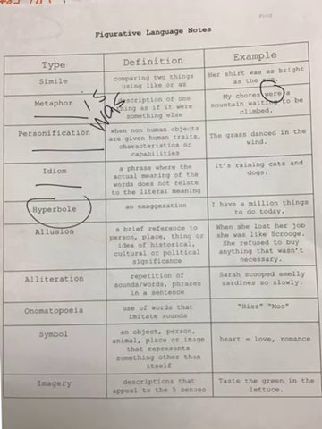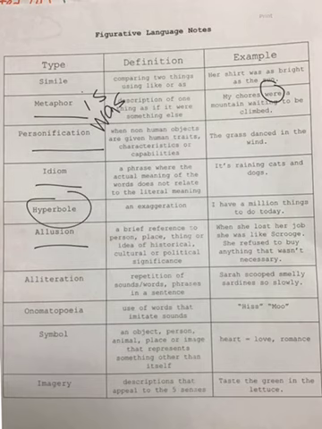Okay, hyperboles. Hyperbole is an exaggeration. So anytime where you are exaggerating something, I have a million things to do today. Okay, you don't actually have a million things to do today. You are exaggerating. That's a hyperbole.